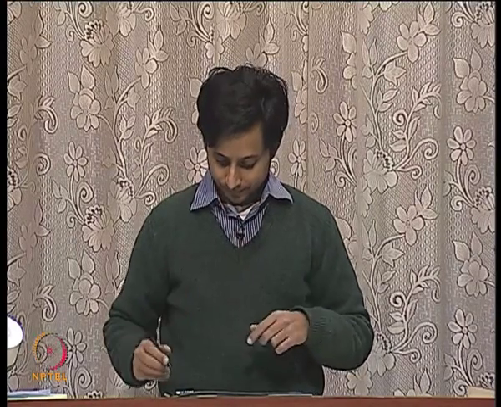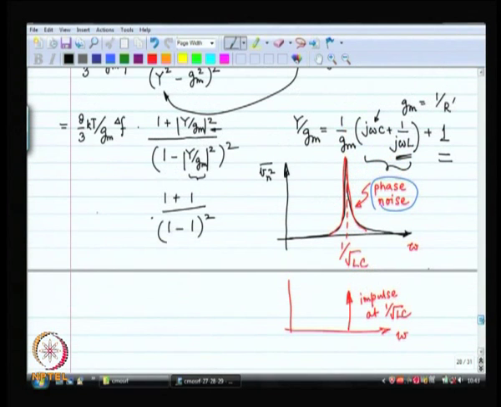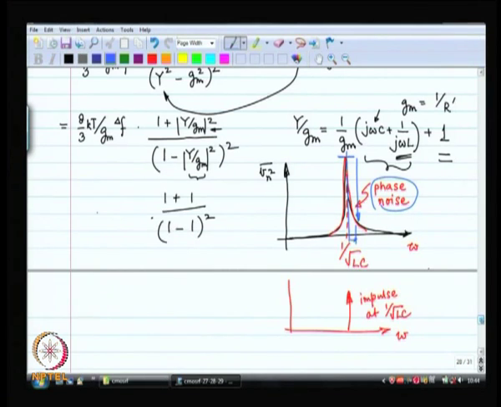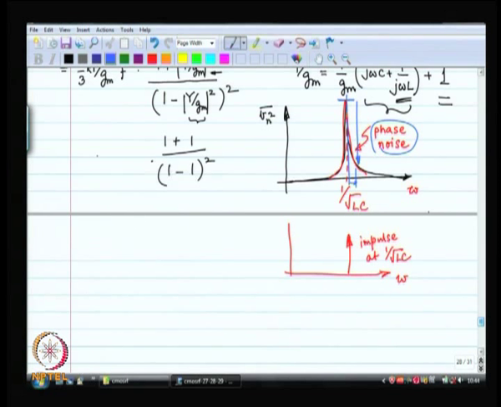So, how is it quantified? This is what I have, and how it is quantified is you say that with respect to the carrier, at an offset frequency from the carrier of so much, I have got so many dBs less of noise. So, it is called so many dBc, dB with respect to the carrier, at an offset frequency of so much from the center frequency, from the carrier frequency. So, that is how we quantify the phase noise in an oscillator.